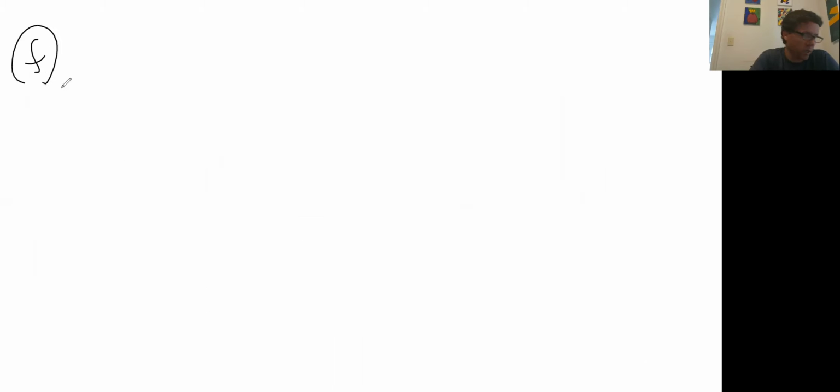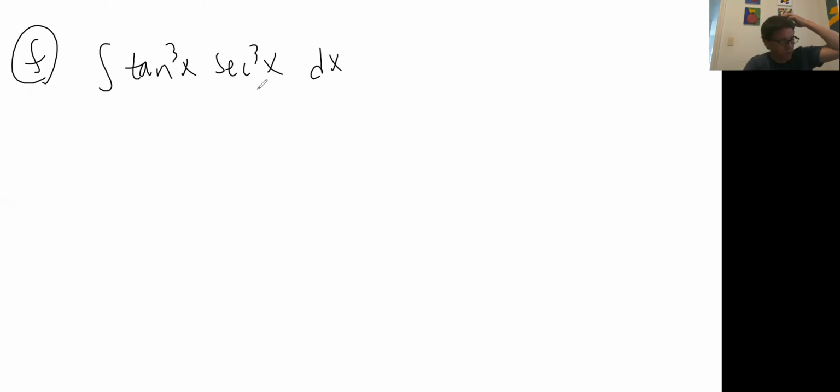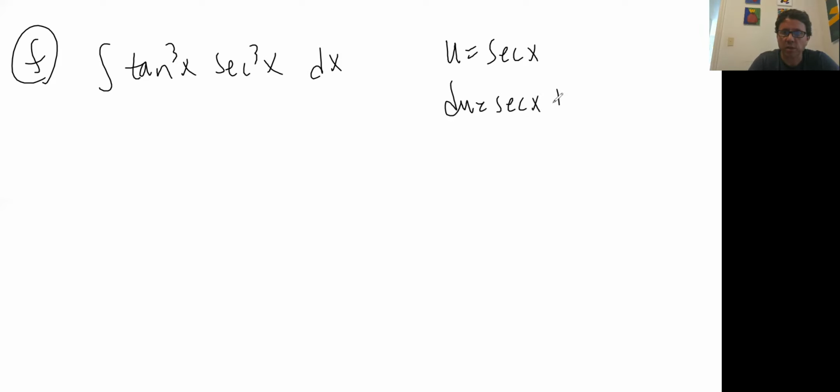F is, again, we're going through this quickly, the tangent cubed, secant cubed. So you look at your chart and you're like, okay, so we have an odd and an odd. So I know I'm going to use u equals secant eventually. So du is going to be secant tangent. When you look at these pieces, I've got secant in two places, and I have too many tangents.